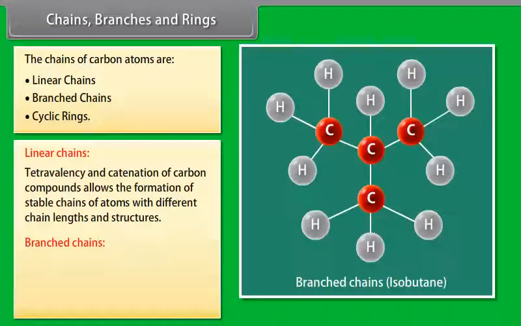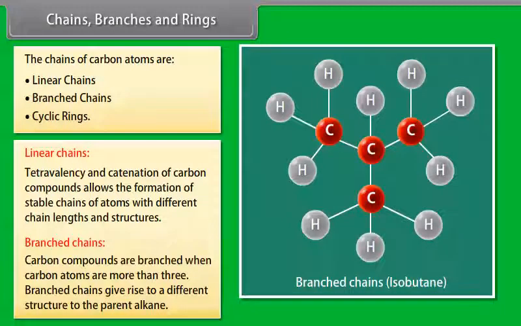Branched chains. Carbon compounds can be branched when the carbon atoms are more than three. Branched chains give rise to a different structure to the parent alkane.